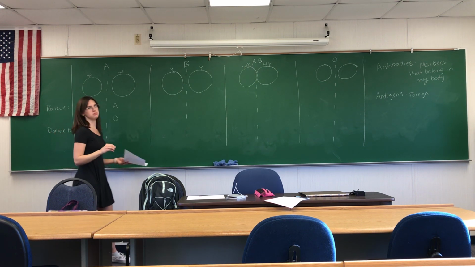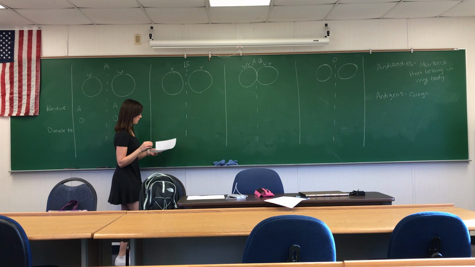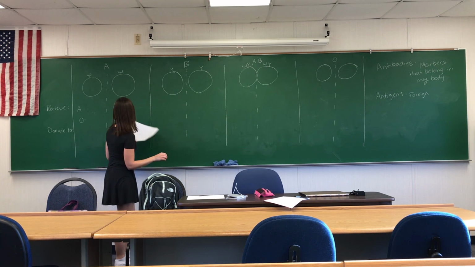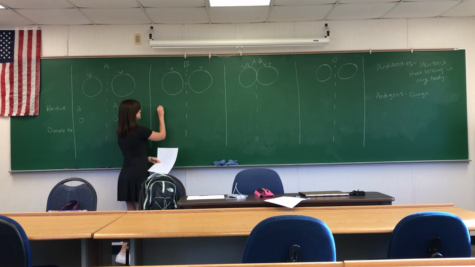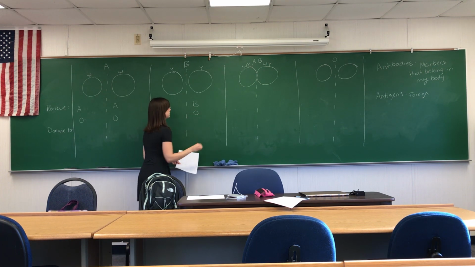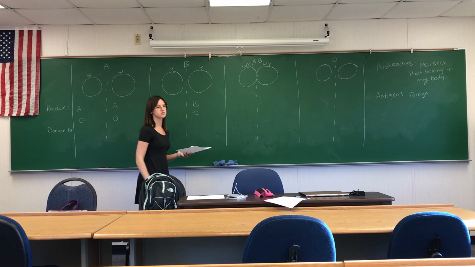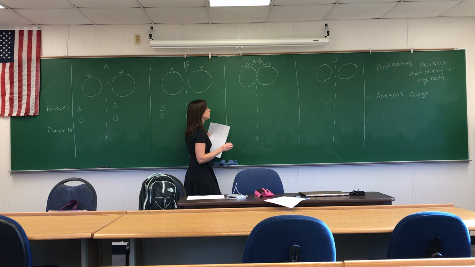So say I have B blood, and I need a blood transfusion. Who can I receive from? It's kind of the same thing with A, just with B. So I can receive from myself, and I can receive from O, because O blood is very nice, it shares, it's very friendly. And then AB blood, who can I receive from?